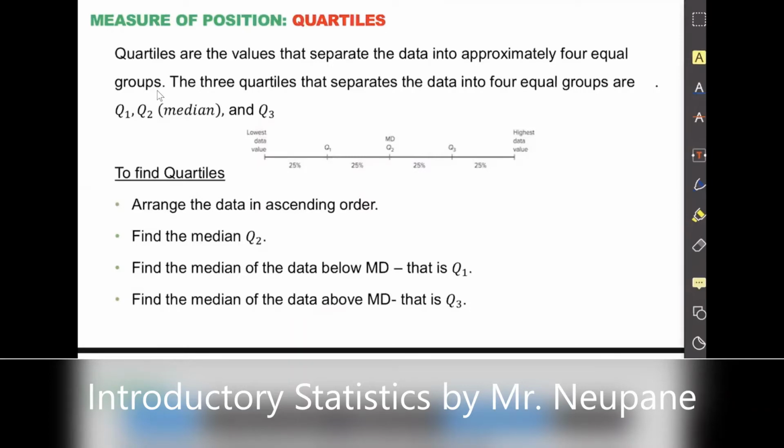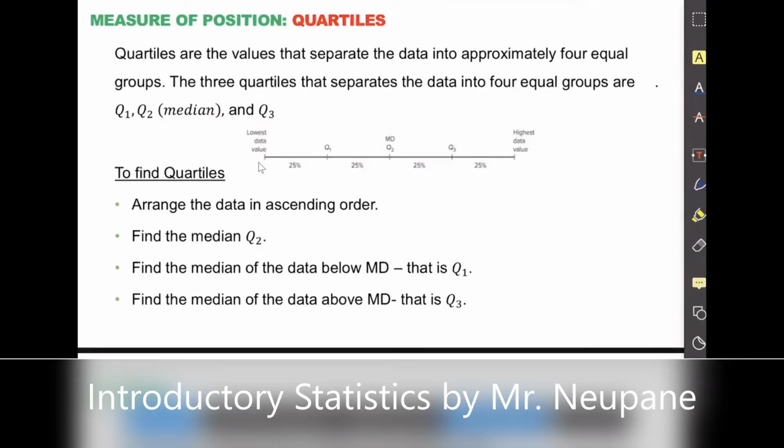If you remember from one of the classes this week, we talked about the median, which is the value in the middle. It divides the data into 2 equal parts. But now we are talking about quartiles. Quartiles will divide the data into 4 equal parts.